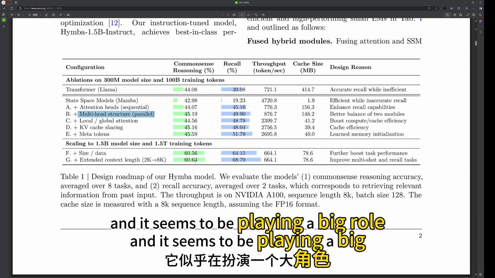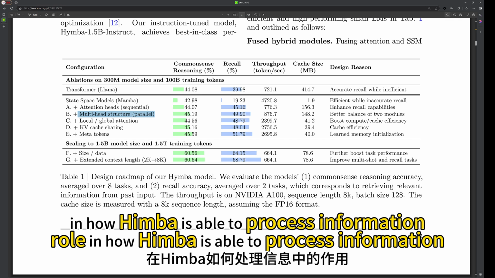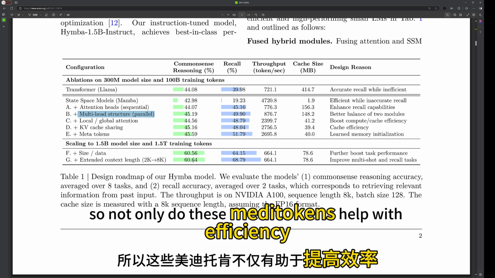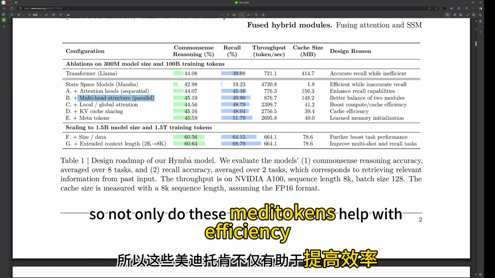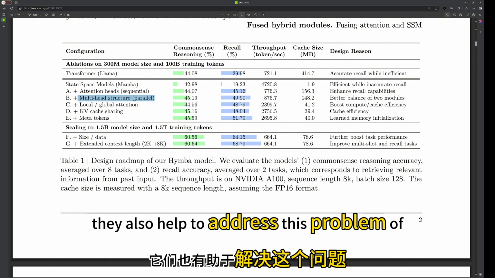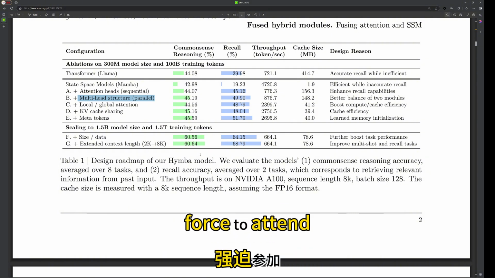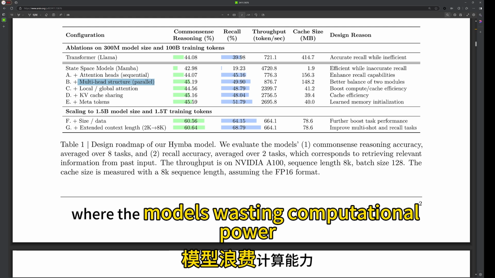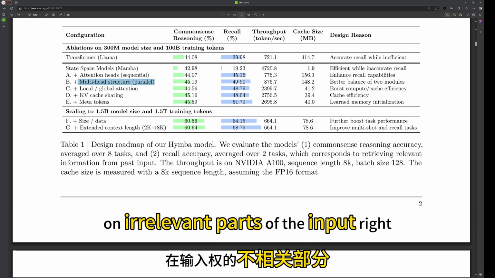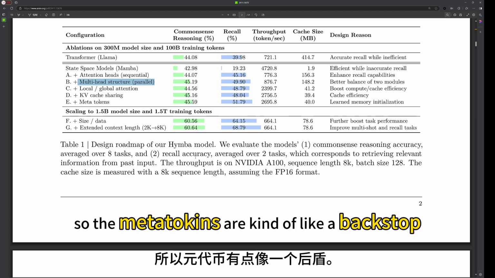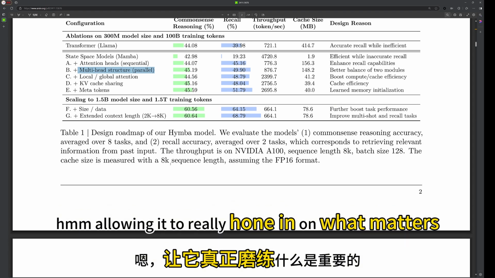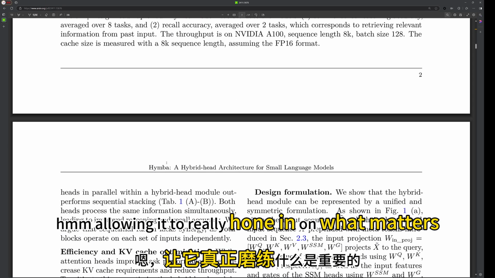And it seems to be playing a big role in how Hymba is able to process information so efficiently. So not only do these meta tokens help with efficiency, they also help to address this problem of forced-to-attend, where the model's wasting computational power on irrelevant parts of the input. Right. So the meta tokens are kind of like a backstop, allowing it to really hone in on what matters.